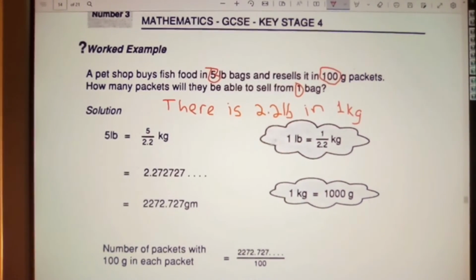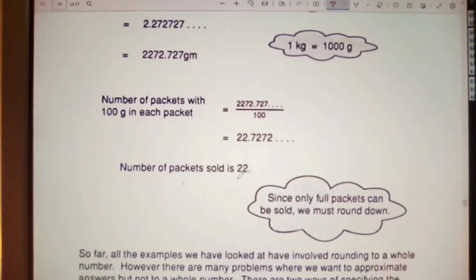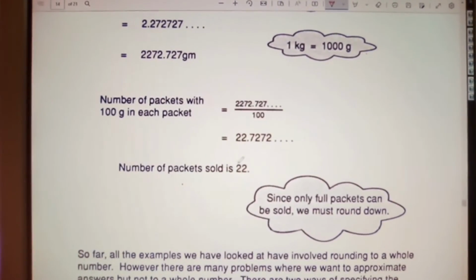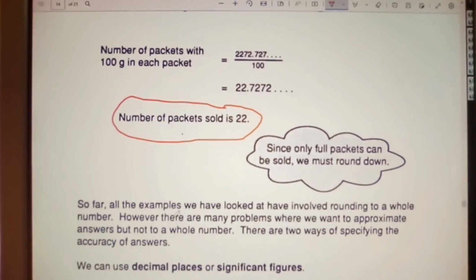A pet shop buys fish food in 5-pound bags and resells it in 100-gram packets. How many packets will they be able to sell from one bag? The number of packets you'll be able to sell from one bag is actually 22, and this will be your answer here. We can't round up, because he would only have sold 22. He would not have sold 23. Since only 22 packets can be sold, we must round down.